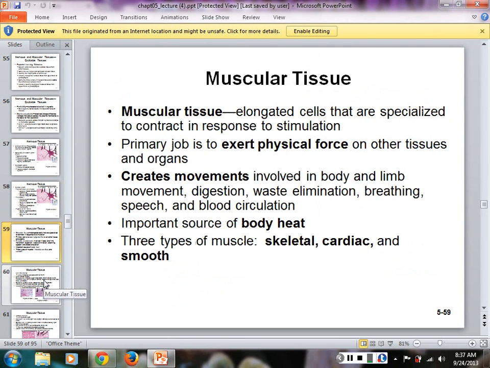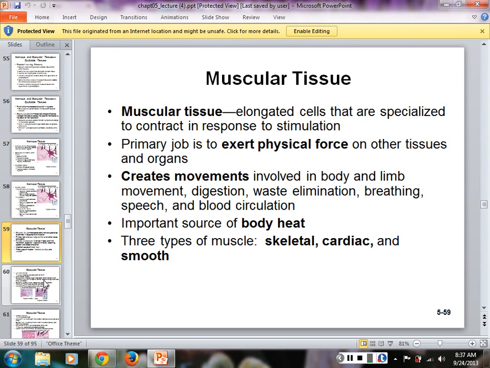Muscular tissue, the last class of connective tissue, okay? Elongated cells that are specialized to contract in response to stimulation. Its primary job is to exert what? Physical force on other tissues and organs. Your muscles exert physical force on your bones to allow you to what? To move, okay? It creates movement. Breathing, we're going to talk about the muscles of the ribs, the thoracic cage, which are responsible for us inhaling and exhaling.